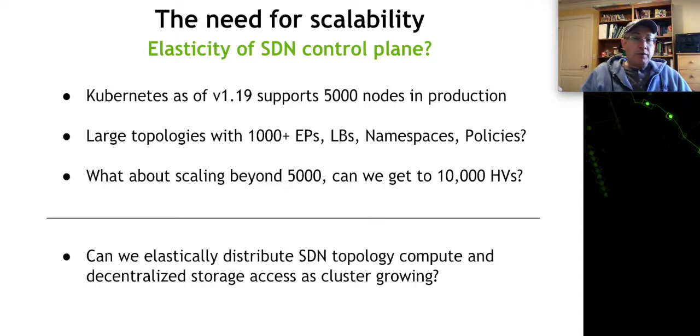What about scaling beyond 5,000? Can we get to 10,000 at some later point? The question I'm trying to bring up here is what can we do meanwhile, and potentially in the long term, to build a truly elastic SDN topology?